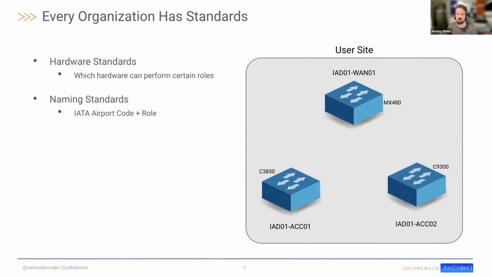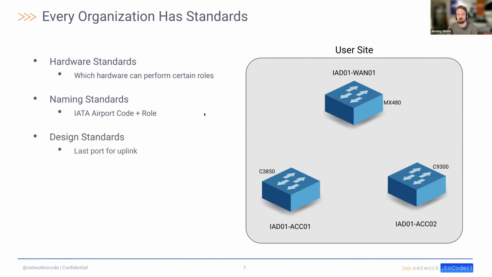In the example on the right, our WAN device for the DC metro area, which I'm located in, is going to be IATA1-WAN01. And then our access devices are going to be IATA1-Access01 and Access02. We can start seeing that, based off of our standards and how we are architecting and deploying our network, adhering to the standards is going to make our life a lot easier from a network operations perspective and from a troubleshooting perspective.